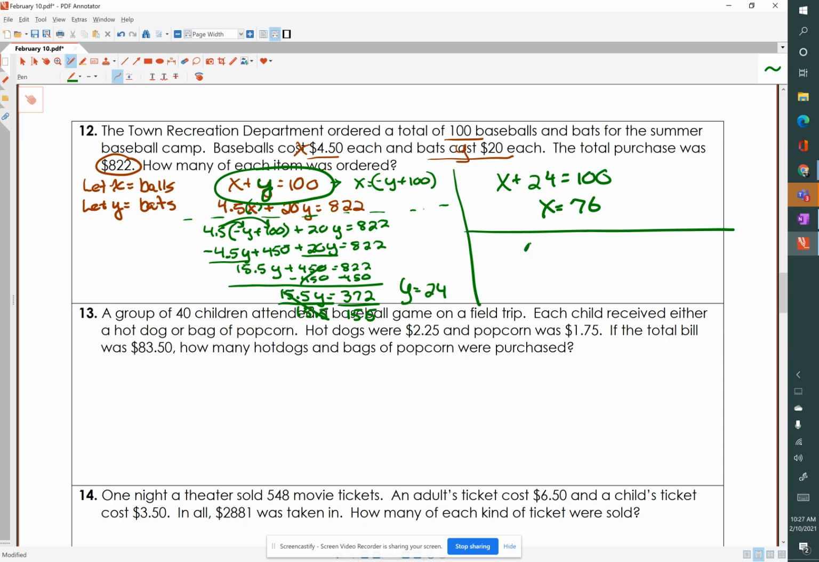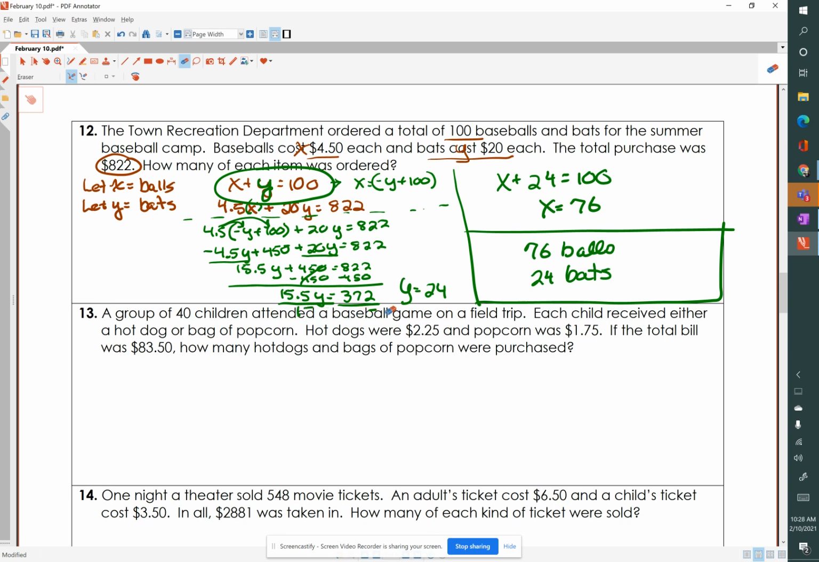So what we have are 76 x's, which are balls. They bought 76 balls and they purchased 24 bats, which makes sense because when you hit those balls out into the woods, sometimes you can't always find them.